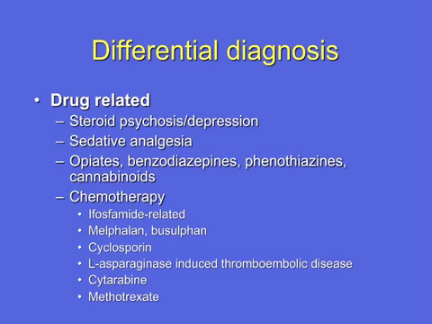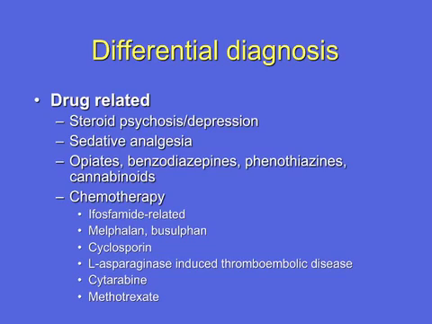They include things like corticosteroids, which can cause a psychosis or a depression, and sedative analgesia, which is commonly used especially in patients who have discomfort with bone pain, for example, opiates, benzodiazepines, phenothiazines, and cannabinoids used as antiemetics, all of which have central neurodepressive effects. And then lastly, the chemotherapy drugs we use often have specific encephalopathic or neurological side effects.